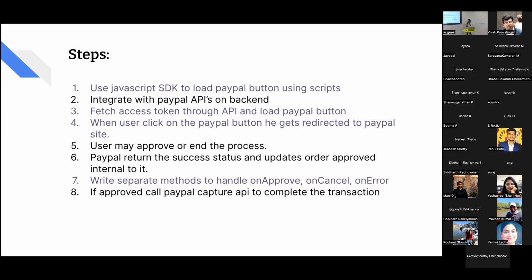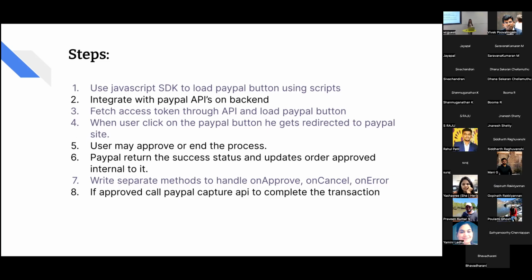Now let's talk about on cancel and on error. Why do we need these? Let's consider the on cancel scenario. The user clicks on the button, goes to the PayPal website, and has some second thoughts, and he doesn't want to purchase it now, so he just cancels it. What happens in this scenario? Will we be able to capture it? No, we will not be able to capture it. But what we do can also be defined using this on cancel method.